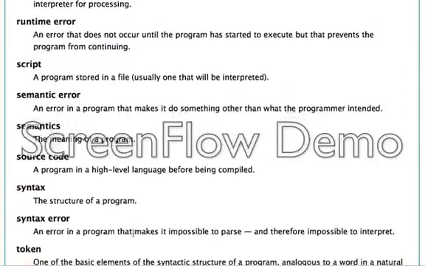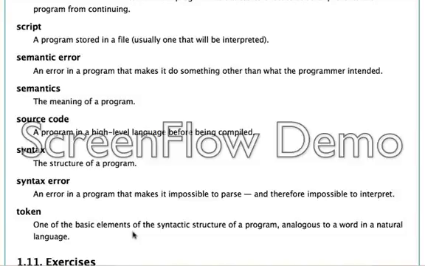Semantic error: an error in a program that makes it do something other than what the programmer intended. Semantics: the meaning of a program. Source code: a program in a high-level language before being compiled. Syntax: the structure of a program. Syntax error: an error in a program that makes it impossible to parse and therefore impossible to interpret. Token: one of the basic elements of the syntactic structure of a program, analogous to a word in a natural language.